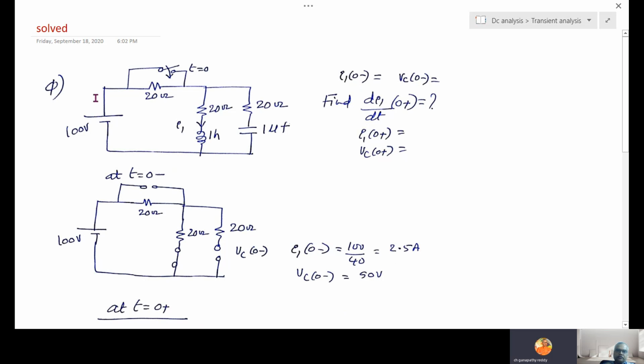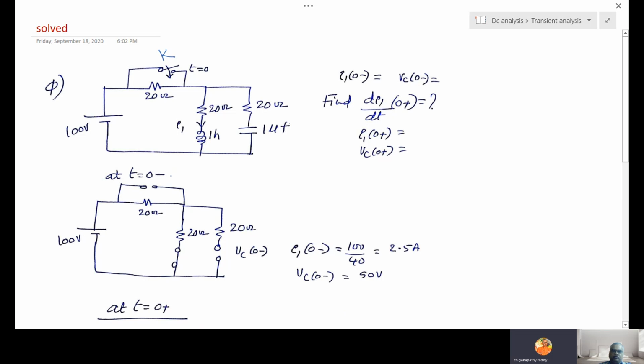So this is another problem. Switch K is closed at t equal to 0. This branch contains an inductor, and there is a capacitor. Here is the current I1. He is asking for I1 at 0 minus, VC at 0 minus, di1 by dt at 0 plus, I1 at 0 plus, and VC at 0 plus. So let us analyze this.